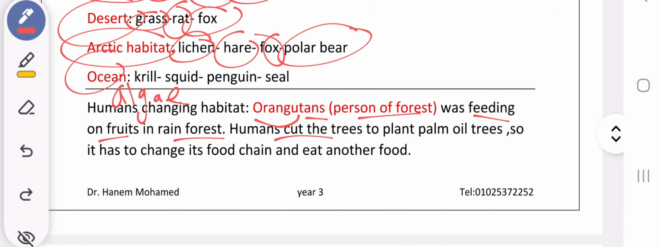We need to plant palm oil. This will give us more money. So now, these monkeys will have no food. And also, they can be endangered or extinct.